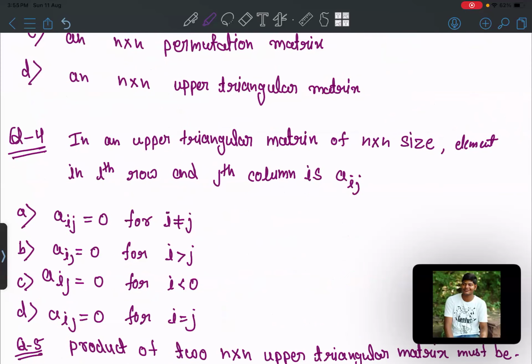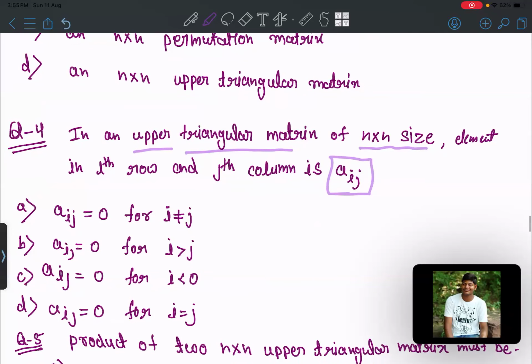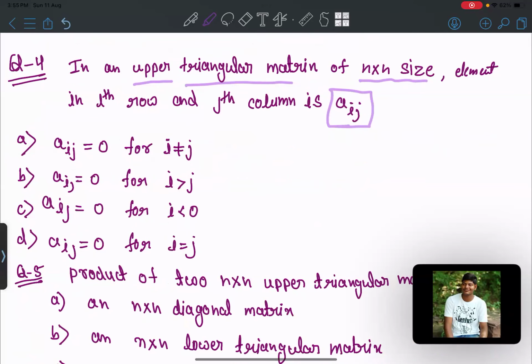Similarly, if I want to represent an upper triangular matrix of n cross n with elements a i j, how can this be represented? Can anyone please tell the answer in the chat box? For an upper triangular matrix of n cross n dimension, its ith row and jth column element is represented as a i j. Then what option will be correct? Please respond.